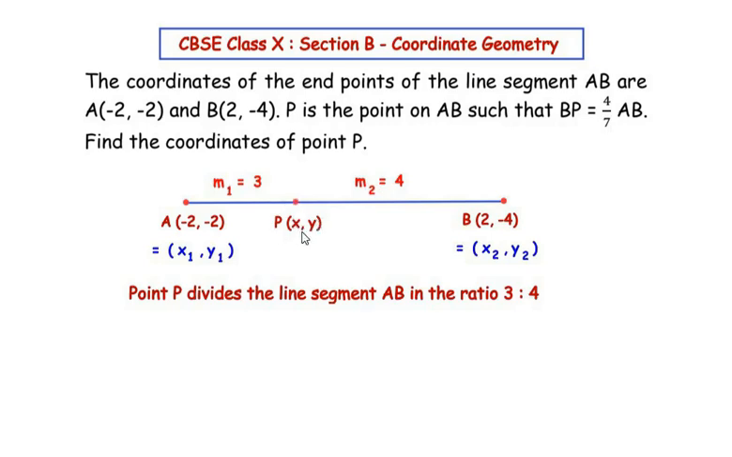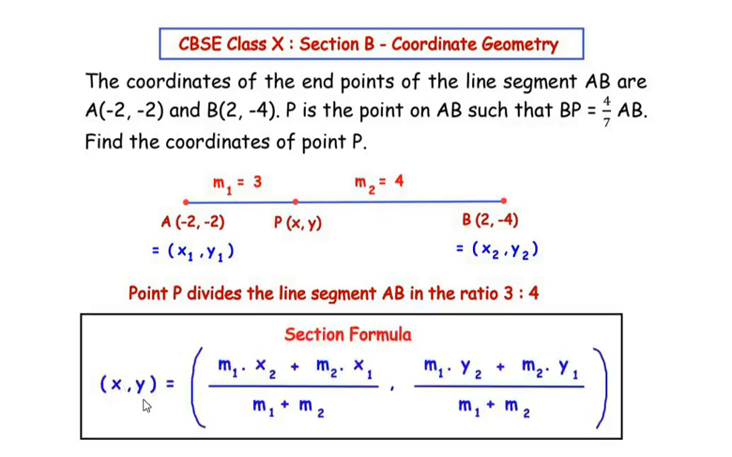And since the point P is dividing the line segment into 2 different segments, we are going to make use of the section formula, which is given as (x, y), the coordinates of the point which divides the line segment, is equal to ((m1x2 + m2x1)/(m1 + m2), (m1y2 + m2y1)/(m1 + m2)). Now here the coordinates of A are considered as (x1, y1) and coordinates of B are considered as (x2, y2), and the ratio 3:4 is being considered as m1:m2.